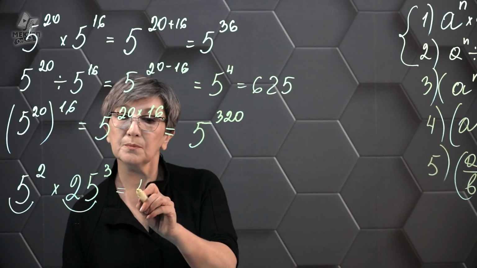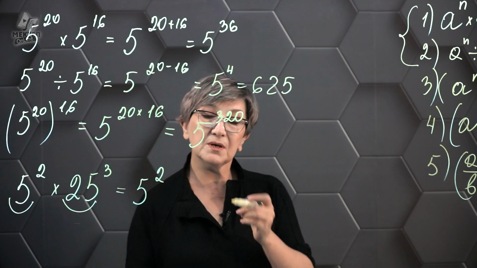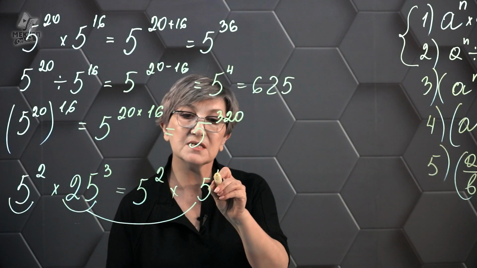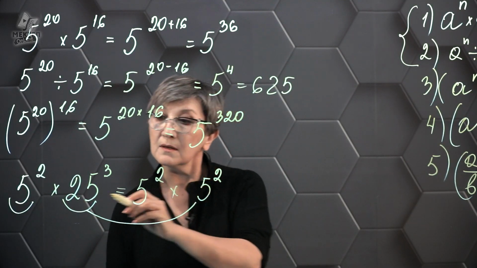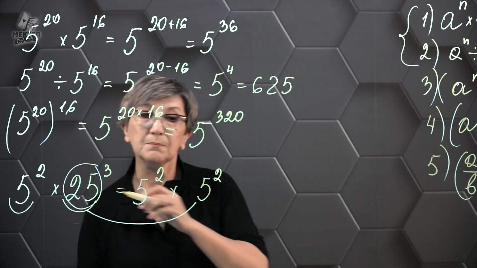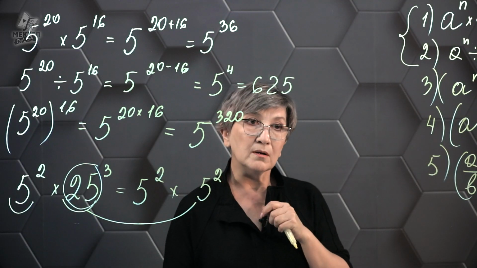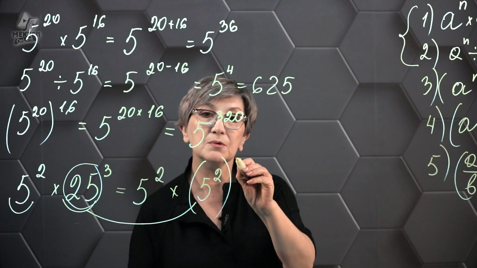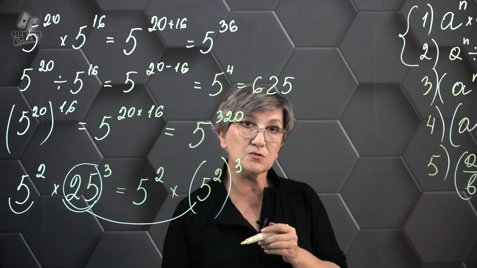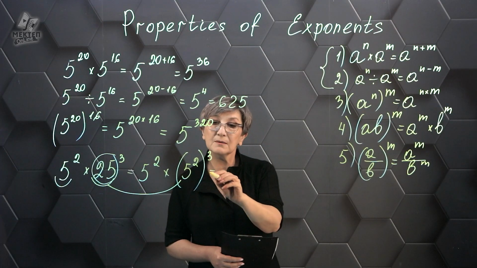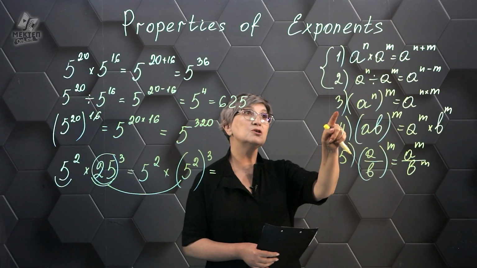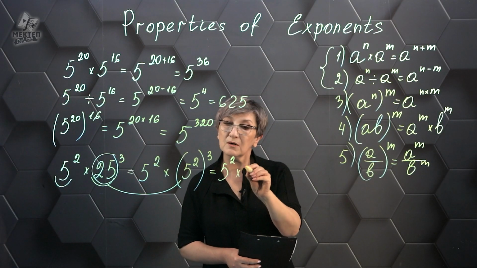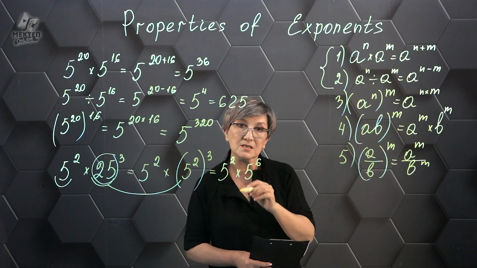The thing is, I can rewrite 25 as 5 to the power of 2. 25 is 5 to the power of 2, but we have to write down the third power. So I take parentheses and put in the third power. And then in this example, I'm going to apply the third property as well. Let's write it down: 5 to the power of 2 times 5 to the power of 6.